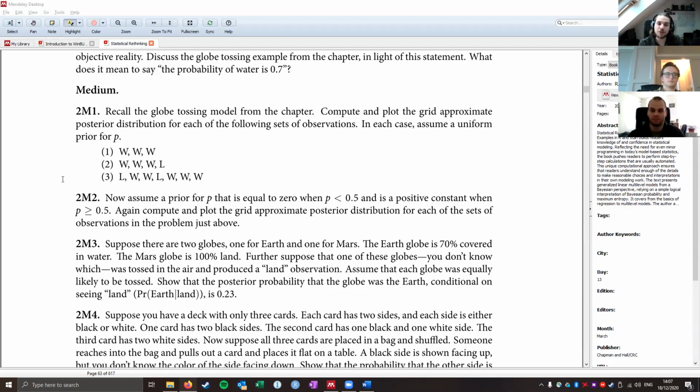The second question is that we now assume a prior that is equal to 0 for any probability of water on Earth, or any fraction below 0.5, and then constant at 1 for any p greater than 0.5. That p here is the binomial success rate, meaning water, no water, with water being a success. Then we compute and plot the grid approximate posterior distribution for each of these sets of observations from the example above. That's why I just combined the two answers into one, because it's really just swapping out the prior.